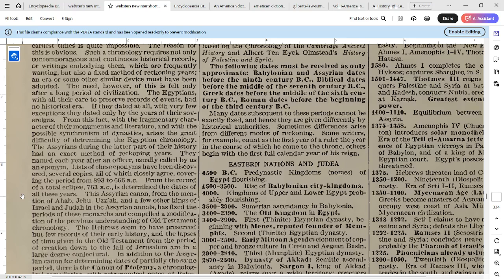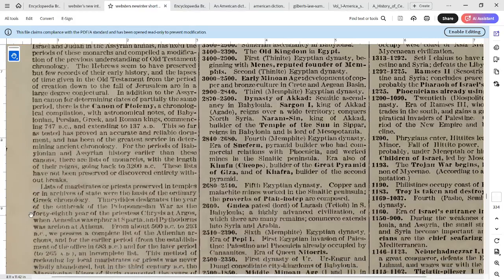This Assyrian canon, from the mention of Ahab, Jehu, Uzziah, and a few other kings of Israel and Judah in the Assyrian annals, has fixed the periods of these monarchs and compelled a modification of the previous understanding of Old Testament chronology. The Hebrews seem to have preserved but few records of their early history, and the lapses of time given in the Old Testament from the period of creation down to the fall of Jerusalem are in a large degree conjectural.